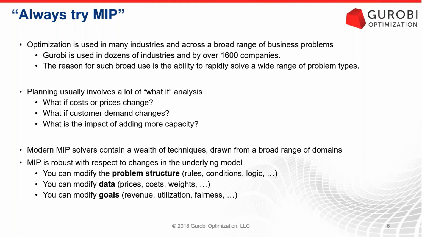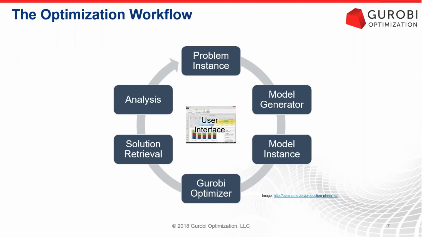You can modify the problem structure, add rules or change some logic, but you can also modify the data, like prices or costs. And of course, you can also change the perspective on your planning problems in terms of objectives or goals, like revenue or fairness or whatever your goal is for your planning problem. So that's why MIP is usually the right way to handle these problems.